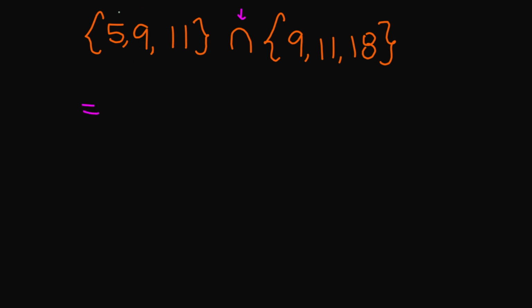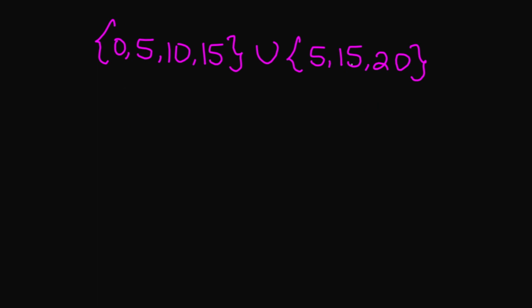So let's see, I do not have a 5, so I'm just going to leave that alone. I do have a 9 here and a 9 here, so I'm going to list that first. Next, we have 11 here and 11 here, so that's good. And notice my last, I have an 18. I do not have another 18 in my first set. So my final answer here is just going to be the set 9, 11.